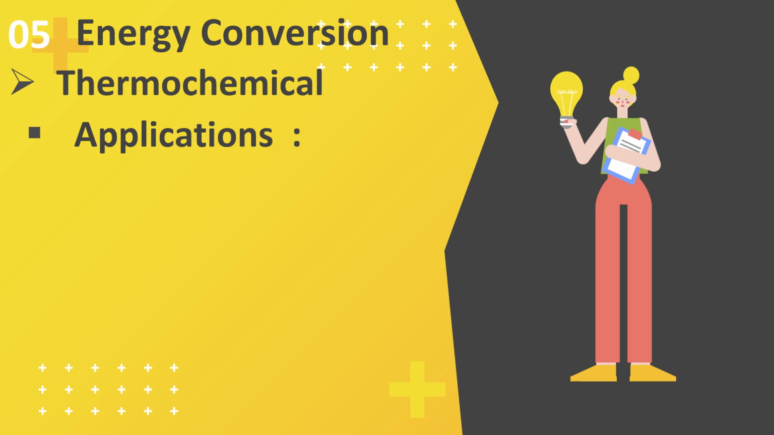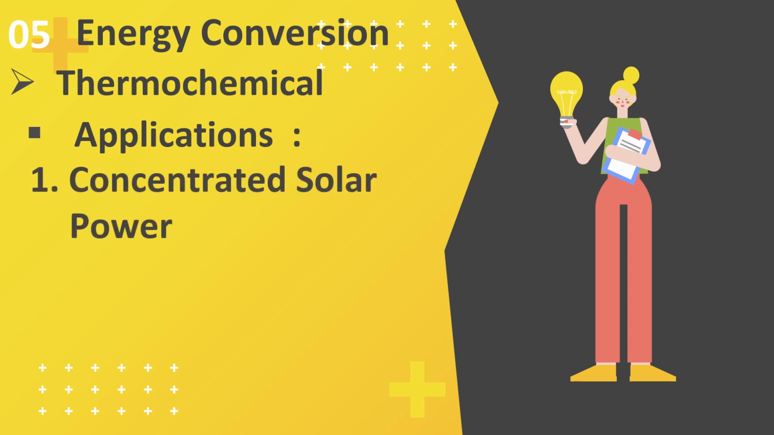Some common applications include: thermochemical energy conversion can be used in concentrated solar power systems to convert solar energy into electricity. This technology utilizes high-temperature heat from concentrated solar energy to drive chemical reactions and produce electricity.